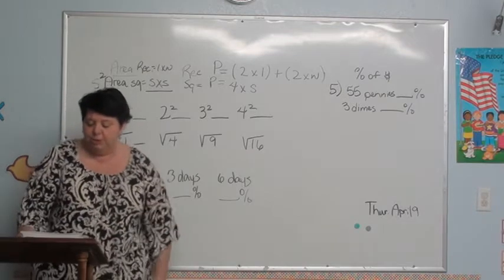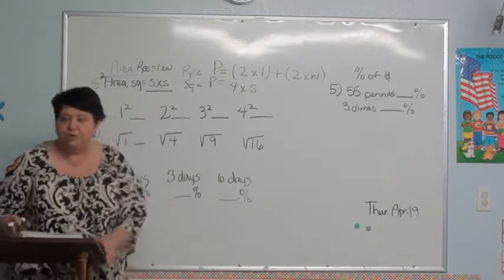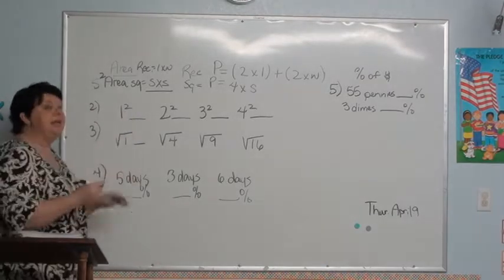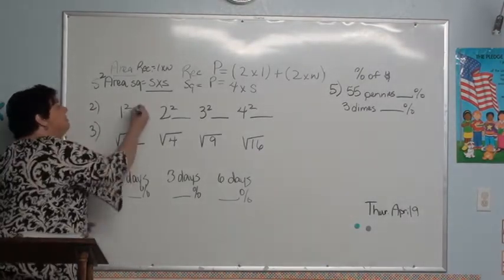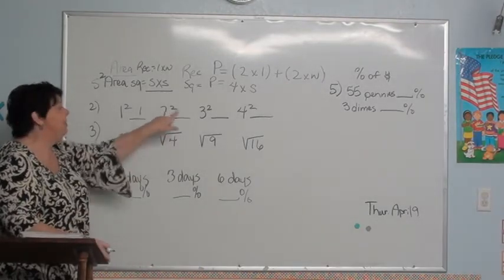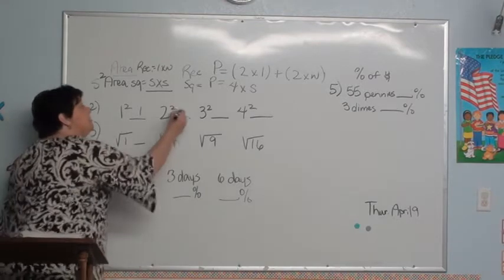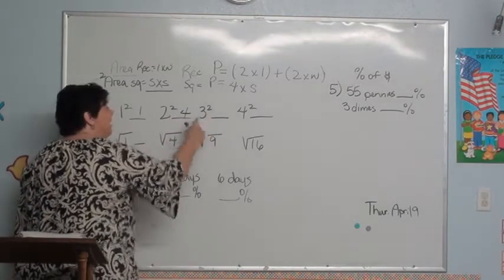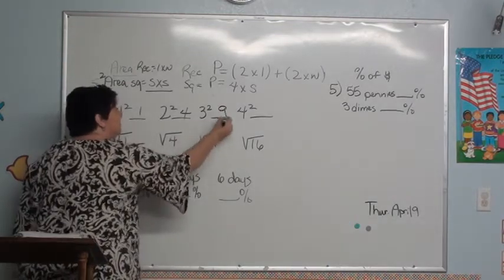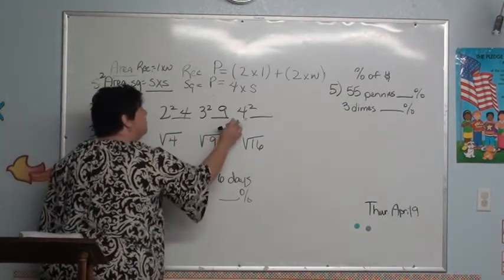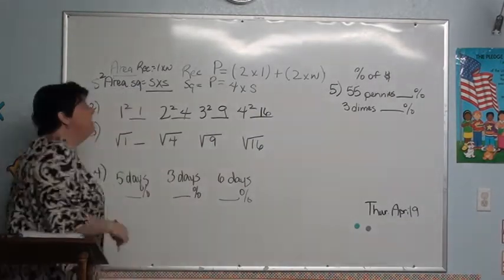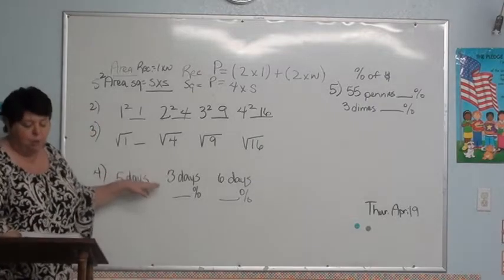Now I want you to go to number 2. We're going to whip through this real quick. 1 squared is 1 times 1. Your answer is 1. 2 squared is 2 times 2. 2 times 2 is 4. 3 squared is 3 times 3. What's 3 times 3? 9. 4 squared is 4 times 4. What is 4 times 4? 16. Now you'll finish those on your own in a few minutes.